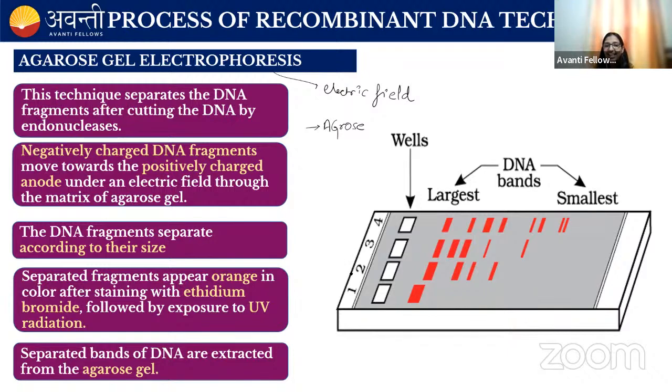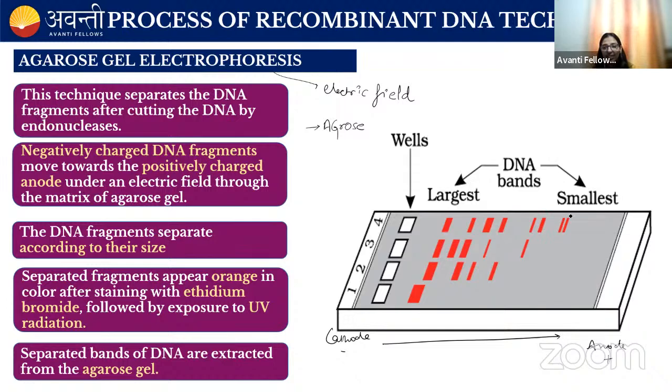We know that DNA is negatively charged. So this is a cathode, and the cathode is negative and the anode is positive. Because DNA is negatively charged, it will always move towards the positive charge, which is the anode. Here is the anode, positive. So DNA will move in this direction.